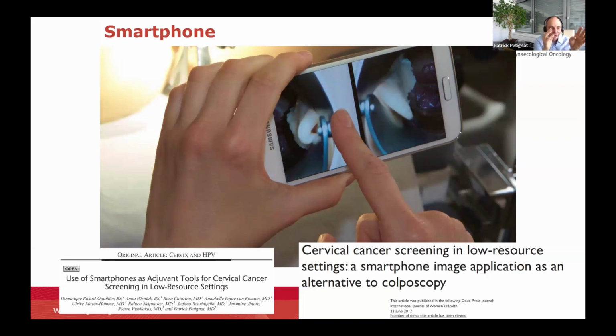Second advantage, you can swipe from native to VIA to VILI if you use VILI, and back to native. And it was very useful for our providers. And these two things improved our VIA.